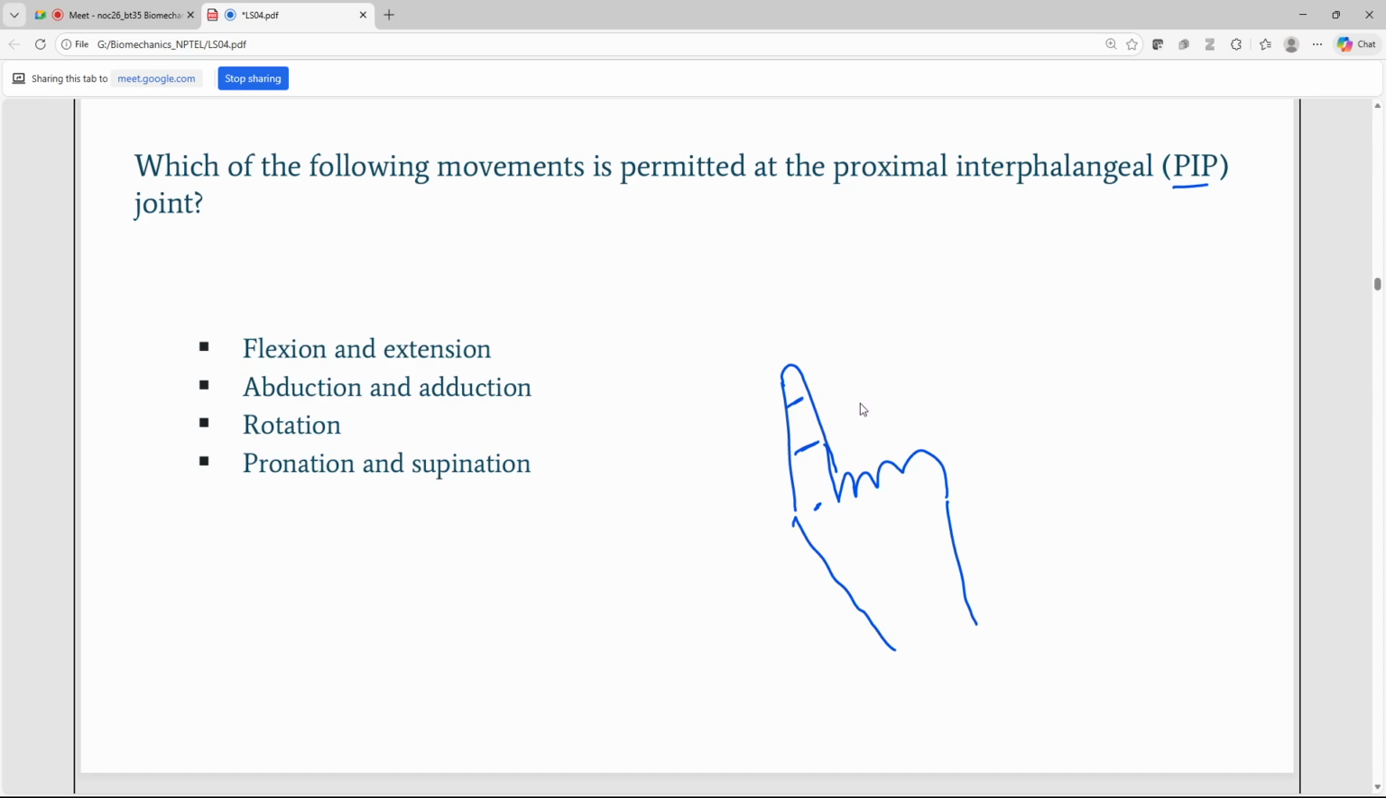So again, imagine this is your index finger. This is the proximal phalanx, this is the middle phalanx, and this is the distal phalanx. So the proximal interphalangeal joint means this point where the proximal phalanx meets the middle phalanx. Here, if you move your finger, you can move it in one direction, one single plane only. So that is flexion and extension. Option A, flexion and extension.